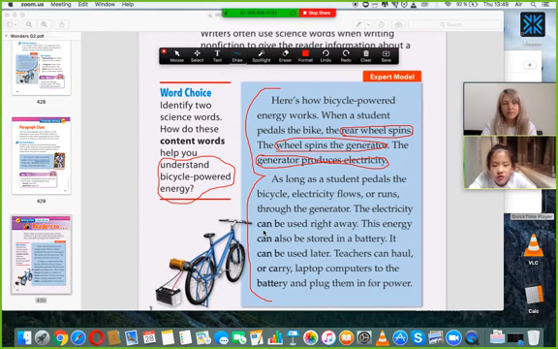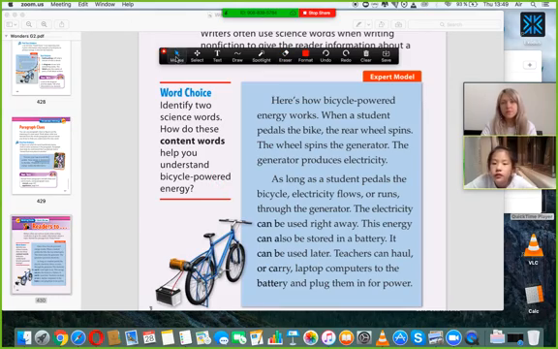The energy also can be stored in a battery. That's right. And we can use it right now or be used later. That's right. So these are the content words that help us understand the bicycle powered energy.